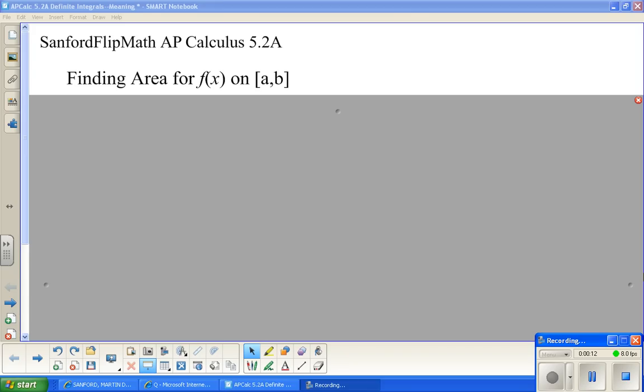And we are still in the beginning of Chapter 5. We've been estimating area with rectangular approximation methods, and we are going to ease into finding area in a little more precise manner. So this next section is about definite integrals, whatever those are.